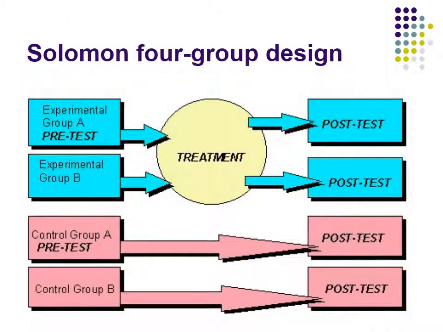So this is just a visual guide again of what we've got here. We've got two different experimental groups. One of them gets the pretest, one of them doesn't. Both of them get the treatment, and both of them get the post-test. And we have two control groups, one with the pretest, one without the pretest, and both of them take the post-test.